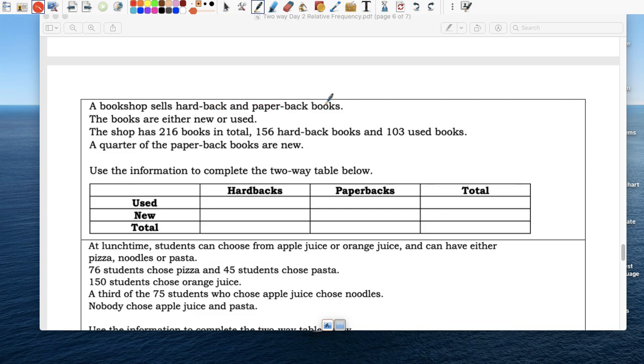Bookshop sells hardback, paperback, new or used. Okay. Bookshop has 216, so that goes in total right off the bat. 156 hardback books. Right here's a hardback. There's 156. There's 103 used. So used, total used is here. We're gonna look that way. A quarter, or 1/4, or 0.25 of the paperbacks are new.